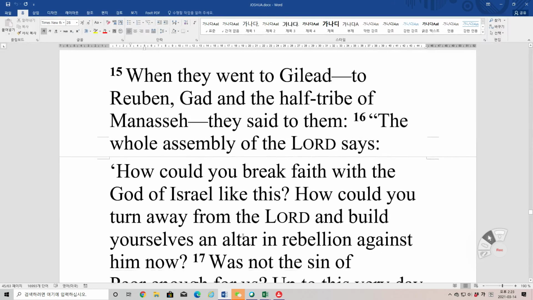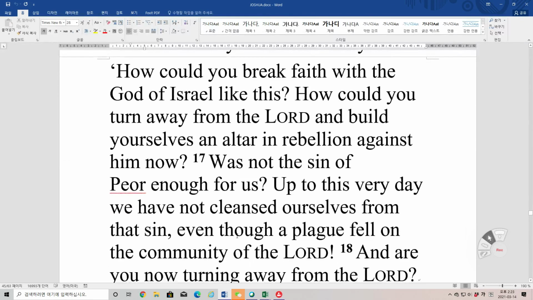When they went to Gilead, to Reuben, Gad, and the half-tribe of Manasseh, they said to them, "The whole assembly of the Lord says, how could you break faith with the God of Israel like this? How could you turn away from the Lord and build yourselves an altar in rebellion against him now? Was not the sin of Peor enough for us?